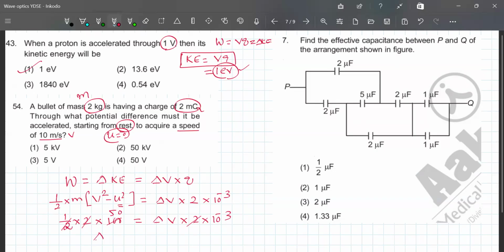So delta V is equal to 50 by 10 power minus 3, that is equal to 50 into 10 power 3. This is nothing but 50 kilovolt. So option 2 is the correct answer. Option 2 is the correct answer.